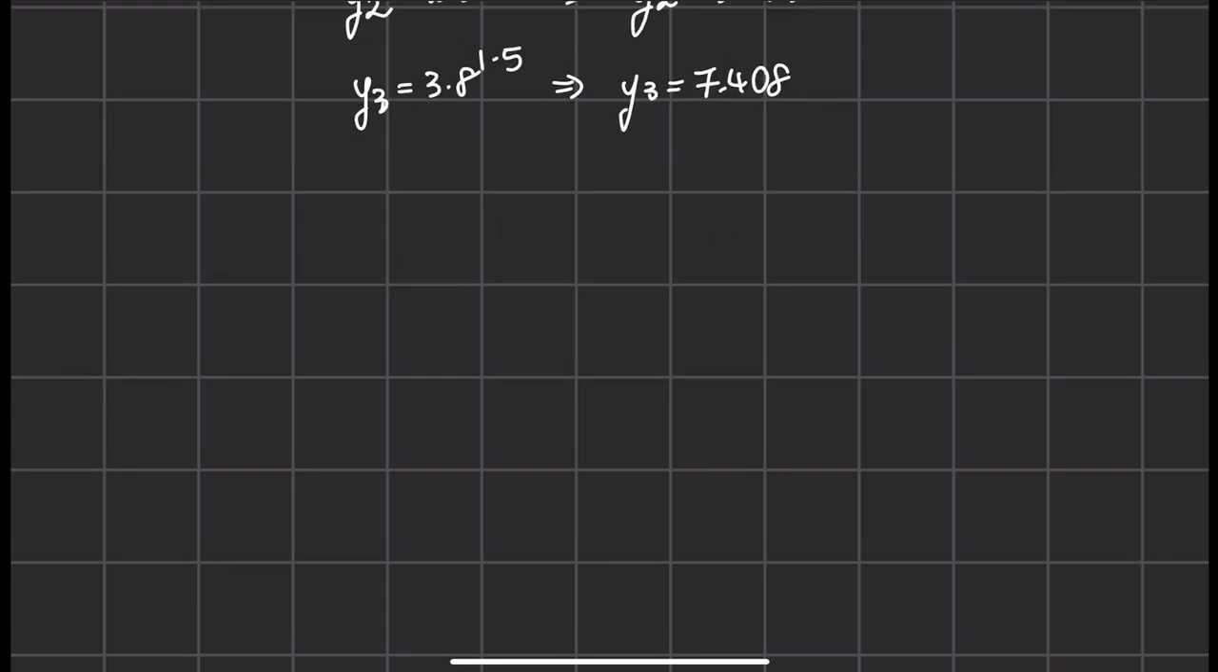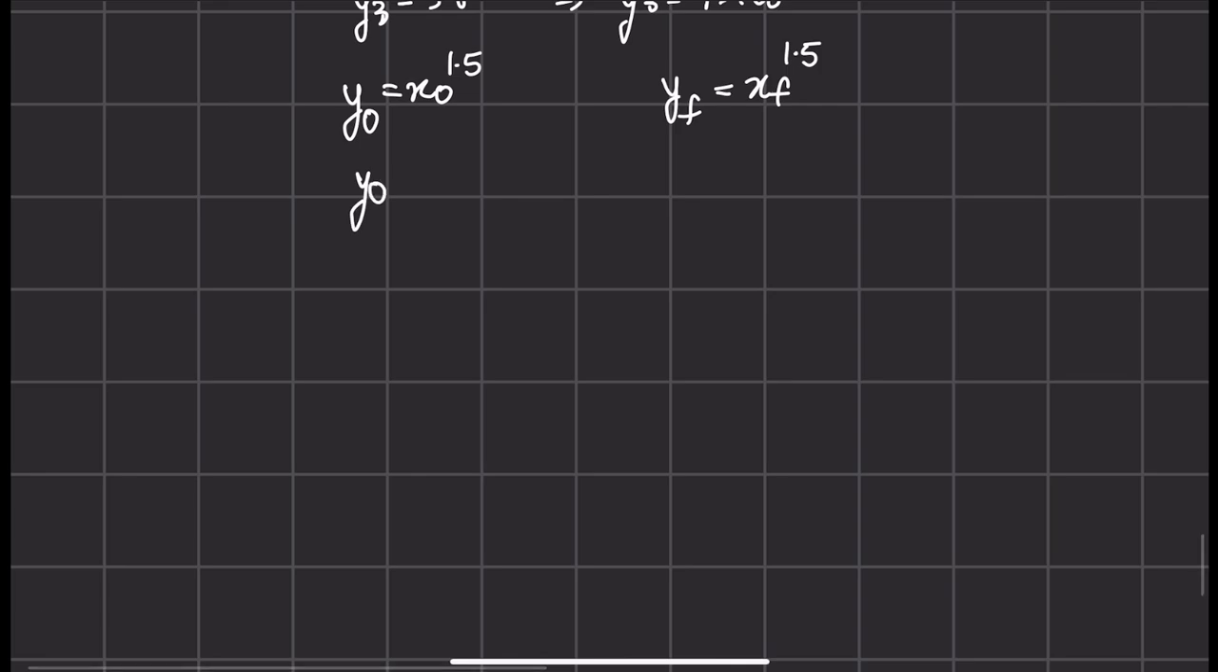Similarly, we have to find the value of y0 and yf using the range that was provided in the question. So y0 is going to be x0 to the power 1.5 and yf is going to be xf to the power 1.5. In our case, y0 is equal to 1 to the power 1.5 and yf is going to be 4 to the power 1.5. y0 is equal to 1, yf is equal to 8.